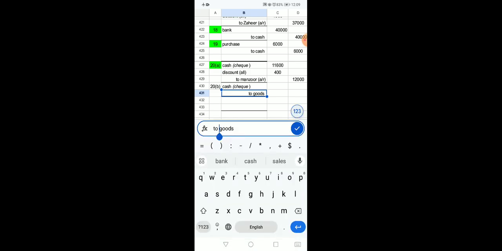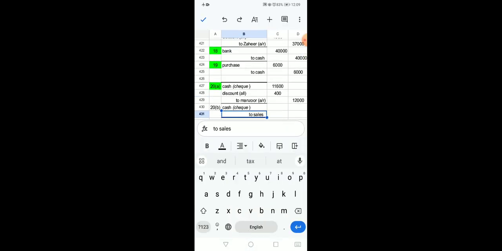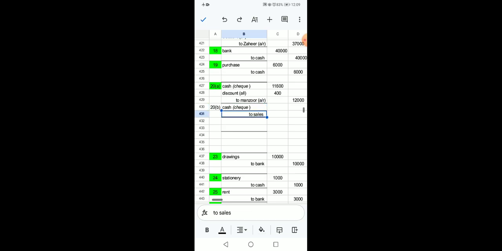What working are we doing? That is sales. So you will write sales on the credit side. Goods is just a reference. You may erase it or you may let it be written over here, but we are just skipping it. So the entry is cash to sales. And cash, what I have said, is actually the check. The 20th entry has been completed.